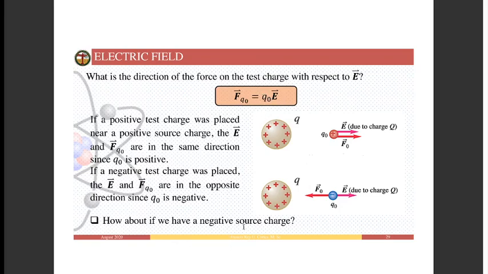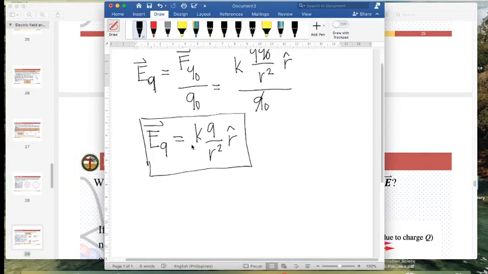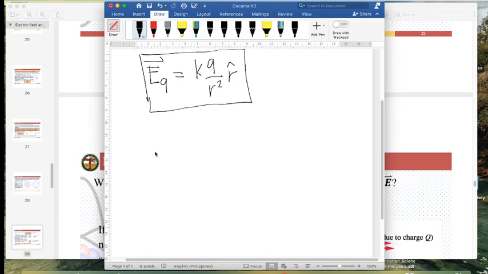So how about if naa tay negative source charge? Okay, so let's answer that. I have here a negative source charge, so ito Q, then ito yung field point P. Of course, the electric field produced by a negative source charge is pointing towards the charge. So ito yung electric field niya.